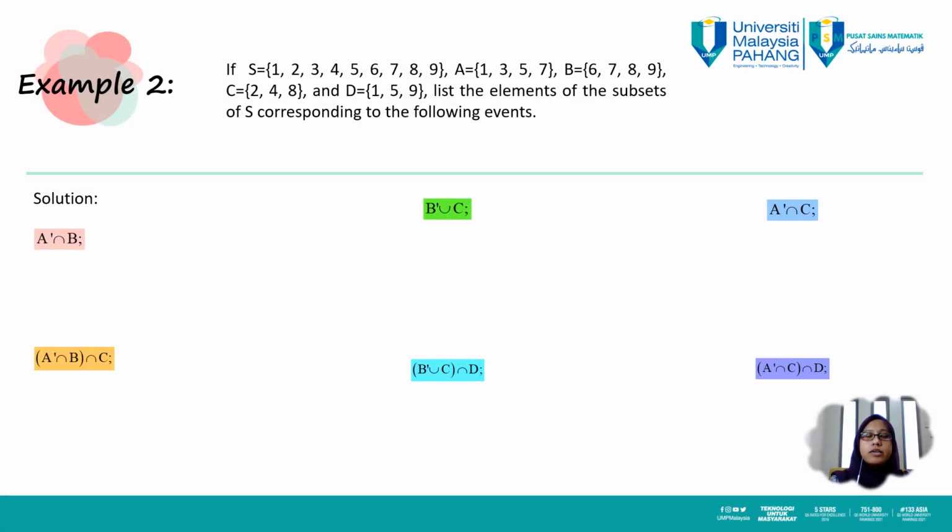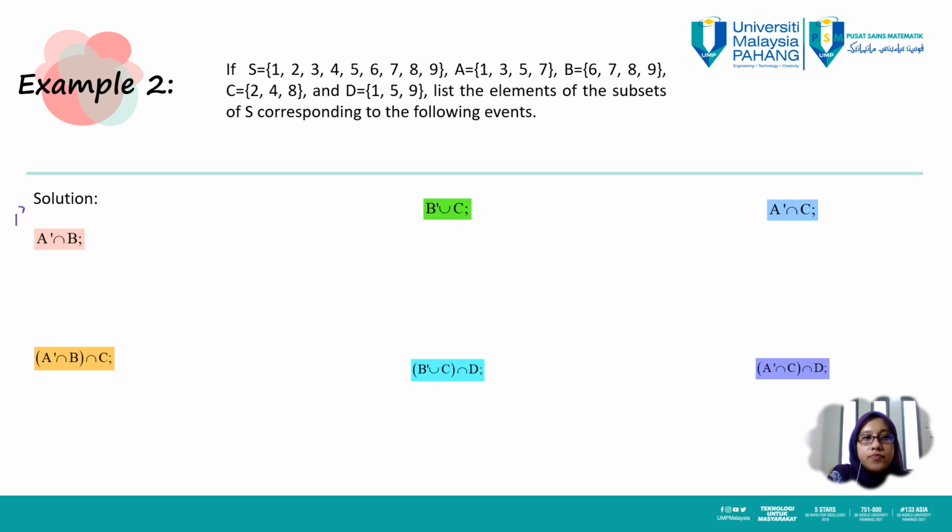Now, let's try this example. Given to us, S is equal to 1 until 9, A is equal to 1, 3, 5, 7, B is equal to 6, 7, 8, 9, C is equal to 4, 8, and D is equal to 1, 5, 9. So, let's list the elements of the subsets of S corresponding to the following events.